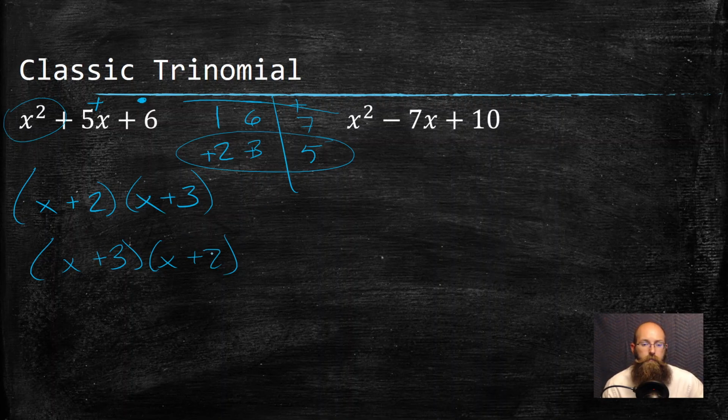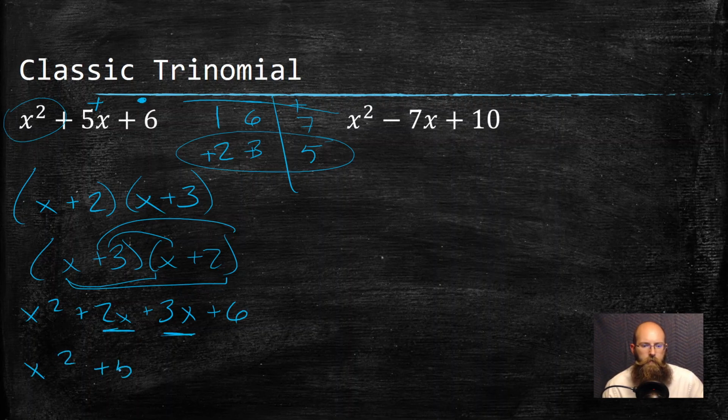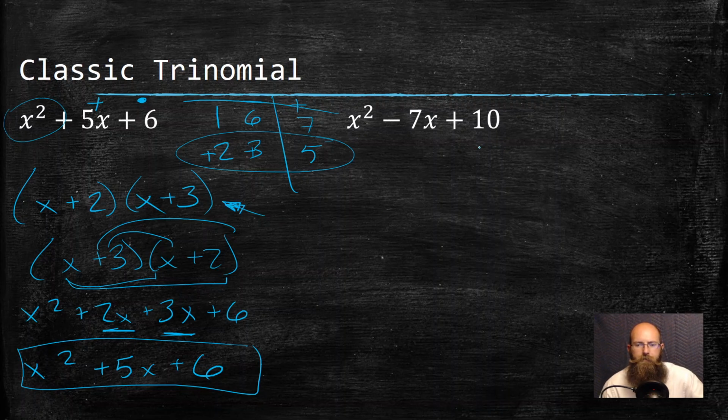And I can always check this by foiling it all out. X times x gets me x squared. X times 2 is 2x. 3 times x is 3x. 3 times 2 is 6. And then I have like terms in the middle. X squared plus 5x plus 6. Got back to my original. So that is in fact how it factors. Now let's look at our next one.